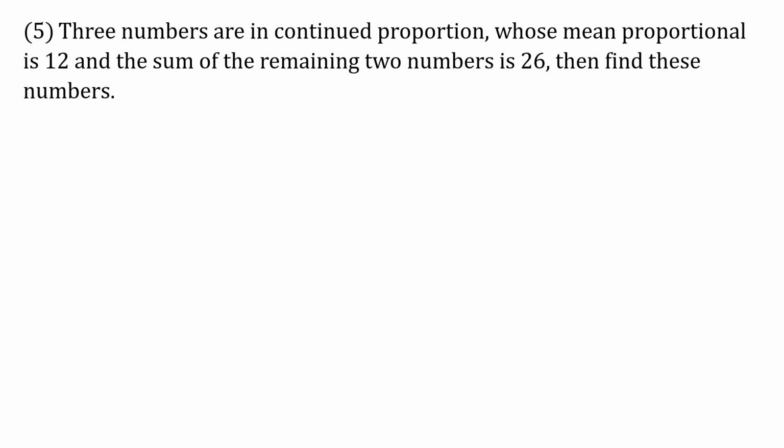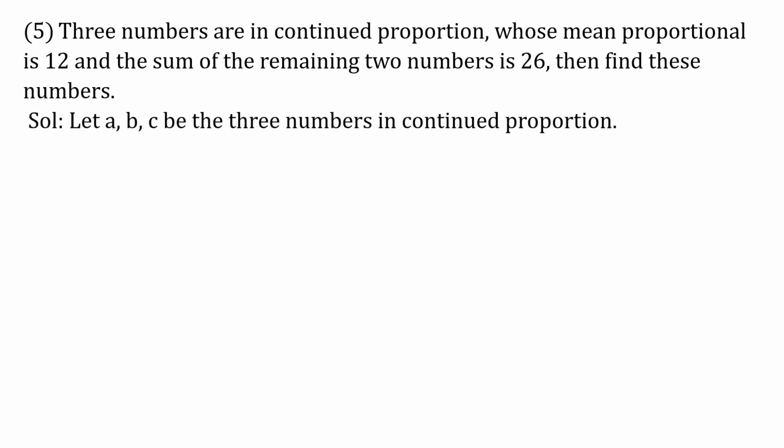So students, let's solve. Let A, B, C be the three numbers in continued proportion. Then B equal to 12 and A plus C equal to 26, which is given in our question. I have just written that the mean proportion is given as 12, so B equal to 12, and the sum of the remaining two, A plus C equal to 26. So our next step, therefore C equal to 26 minus A. I can write the value of C as 26 minus A.